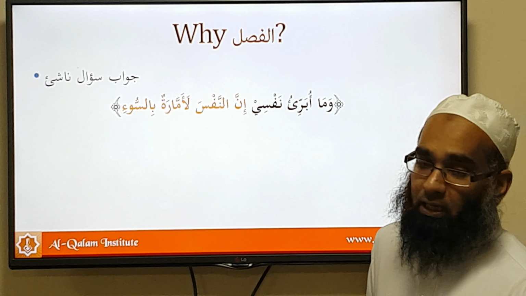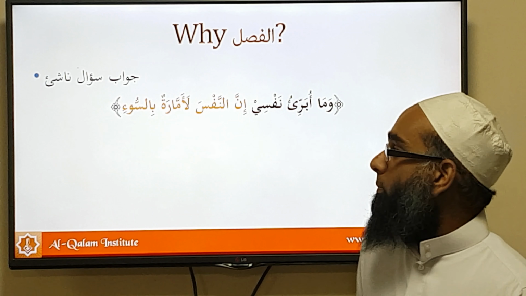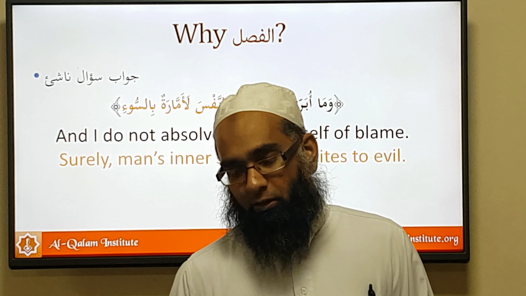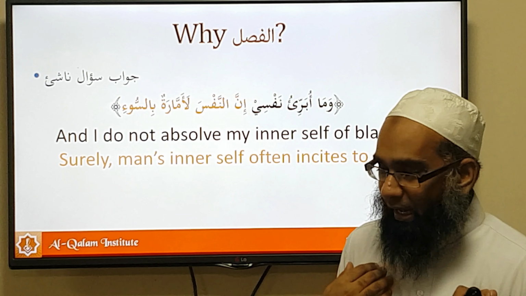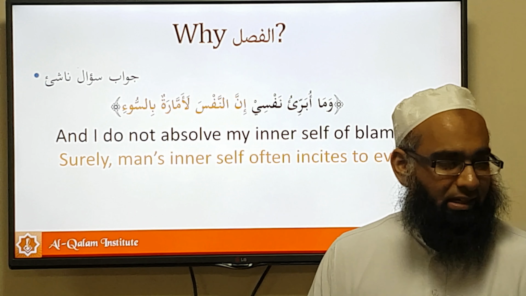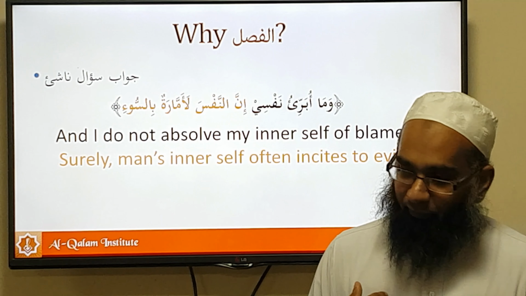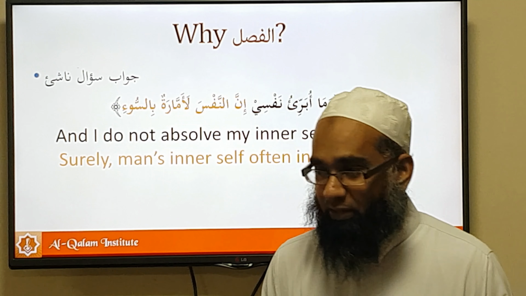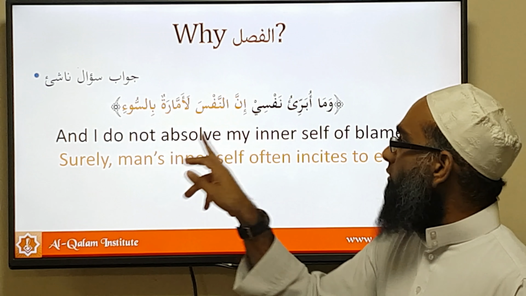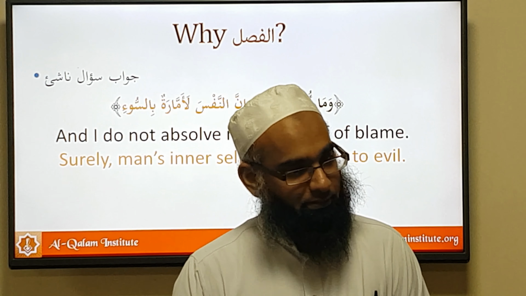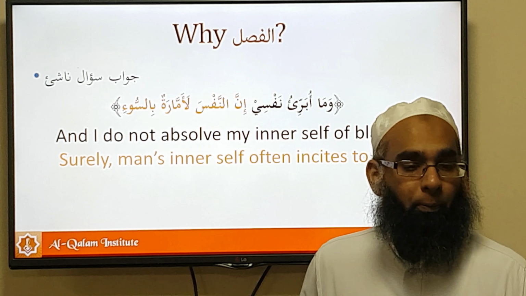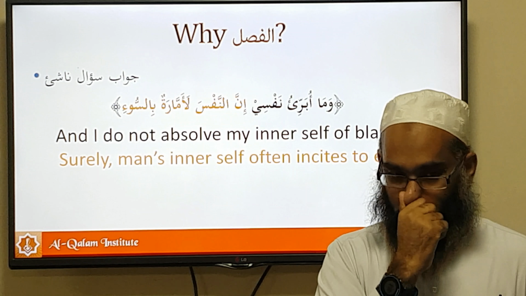For example here, وَمَا أُبَرِّئُ نَفْسِي, I do not absolve my inner self of blame. For example, you say to yourself, look, I didn't do this wrong, but I can't absolve myself of being blameless. Because every single soul, every single nafs, what does it do? It commands, makes people go to evil. So this is basically saying, وَمَا أُبَرِّئُ نَفْسِي, I do not absolve my inner self of blame. Why? You have a question that is left there. Because of that, you don't put waw. And this becomes the answer to this.